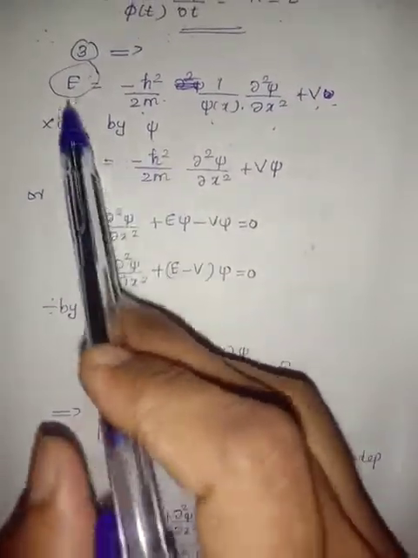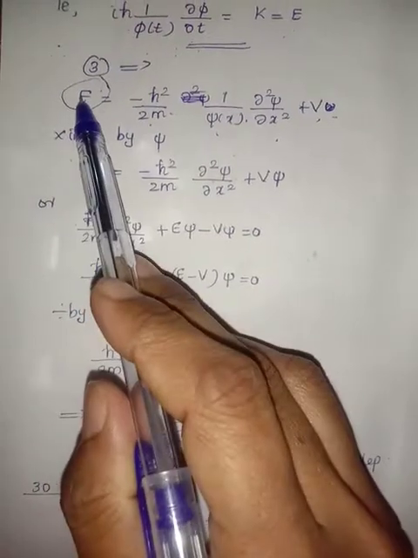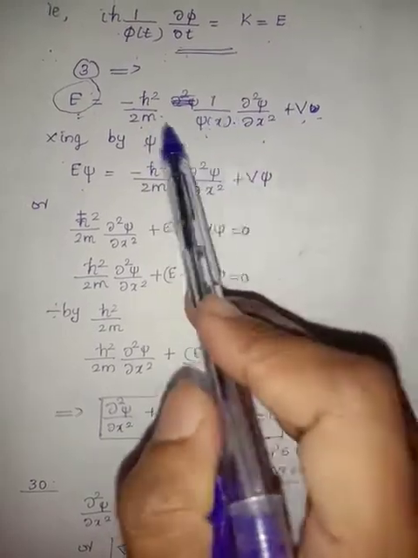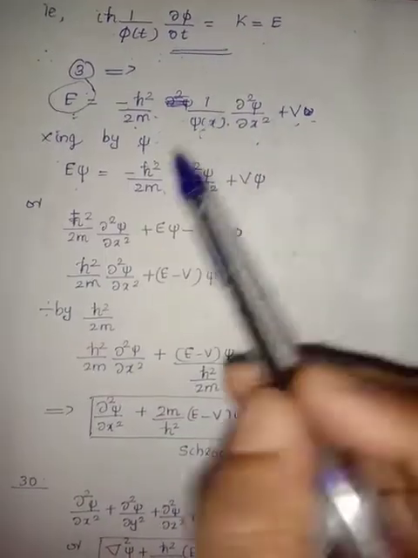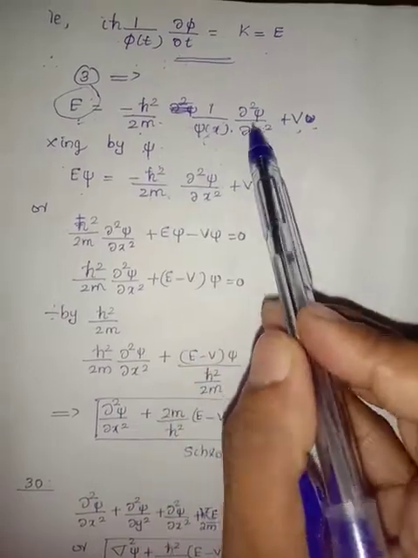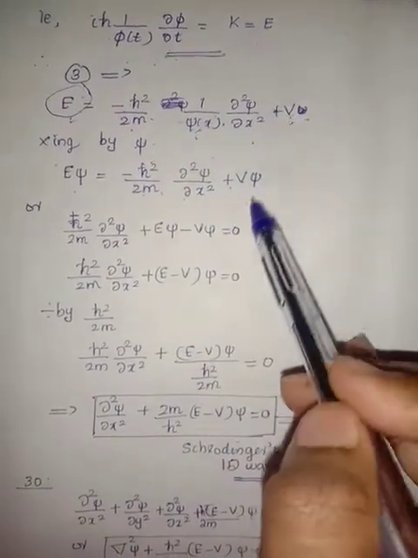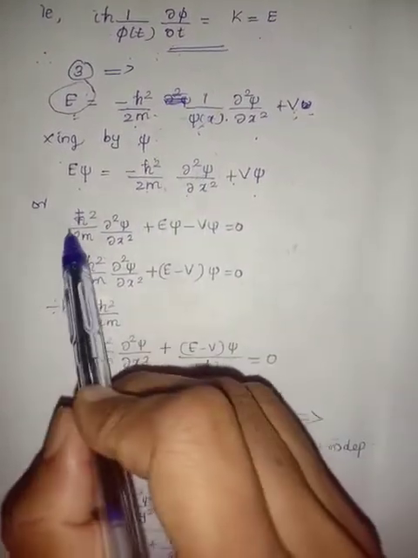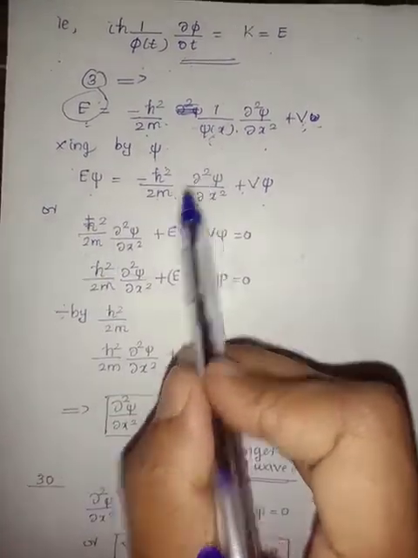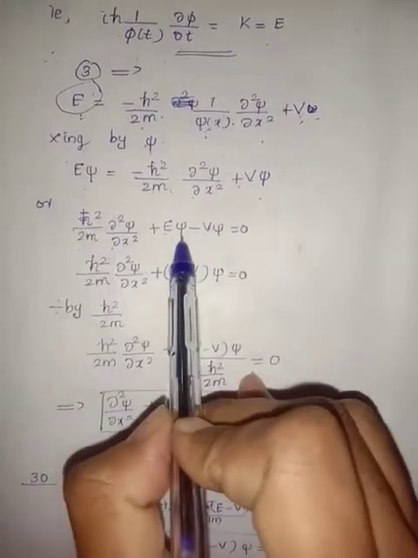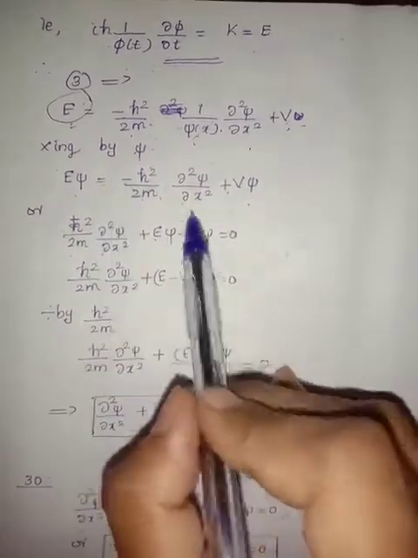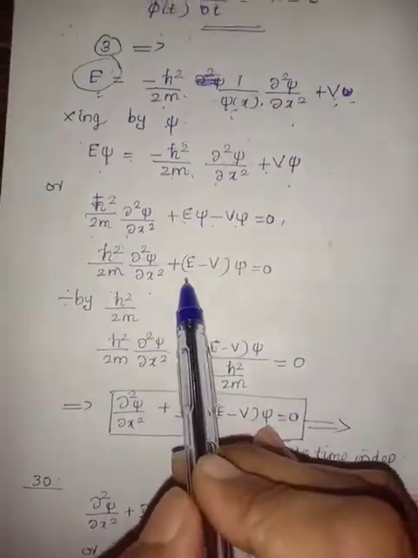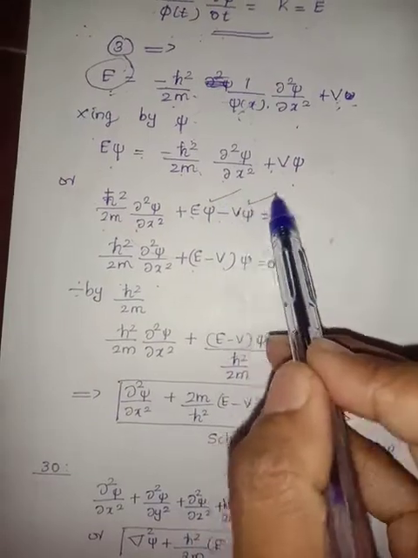Now I am going to multiply this equation by psi, that is E into psi, E psi, which is equal to minus ħ² by 2m. When we are multiplying this term with psi, the psi of x can be cancelled. Now we have minus ħ² by 2m ∂²psi/∂x² plus V psi. Okay, now just arrange this equation. The minus term can be taken to the LHS, that is ħ² by 2m ∂²psi/∂x², plus we have an E psi here, and V psi can be taken to the LHS, which means minus V psi is equal to 0. That is ħ² by 2m ∂²psi/∂x² plus (E minus V) psi is equal to 0, because psi is a common factor here.